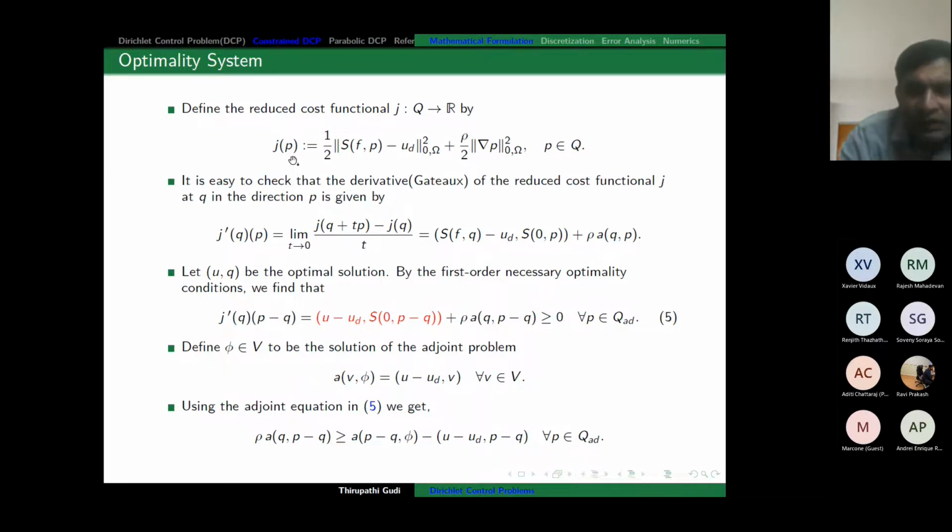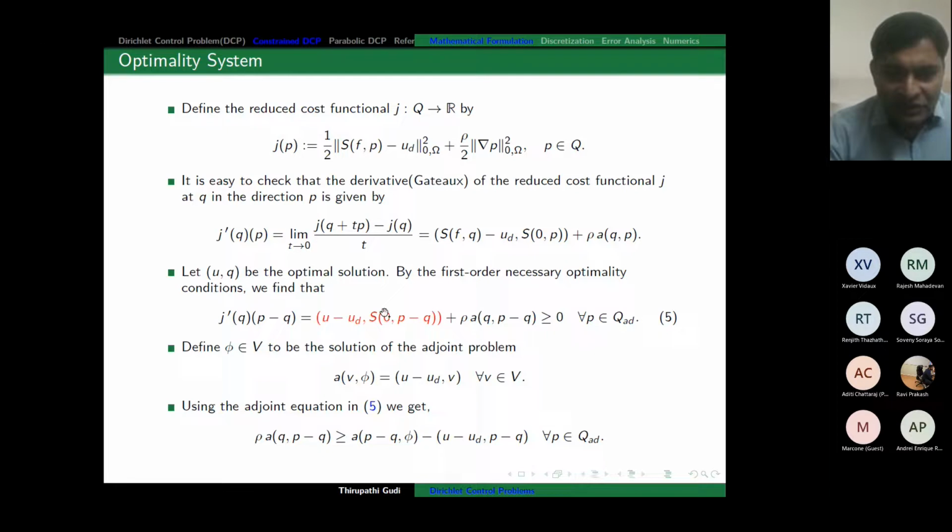Since q is the minimizer, the derivative should be 0 when you don't have constraints, but we have the constraints, so the derivative will have a sign. At the minimum, the derivative has to be bigger than or equal to 0, in the direction of p minus q. So the derivative is computed here by expanding. J prime of q in the direction of p minus q is computed like this: u minus ud, where u is the optimal state, ud is the desired state, and this is the solution corresponding to the Dirichlet data p minus q. So we solve a harmonic problem with Dirichlet data p minus q, and we have this bilinear form, and at the minimum this will have a sign. It is not equal to 0. This is for all p in Q_AD.